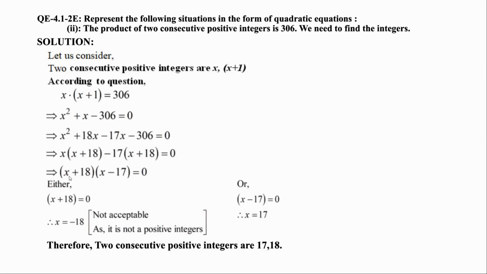After factorization we get the two terms, right? x plus 18 and x minus 17. Again, it is given that they are positive integers. So x equals minus 18 is not acceptable as it is not a positive integer, right? Or x equals 17. So we accept x equals 17. Therefore the two consecutive integers are 17 and 18.